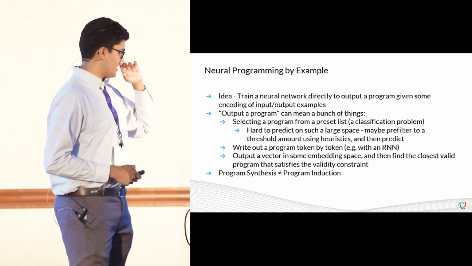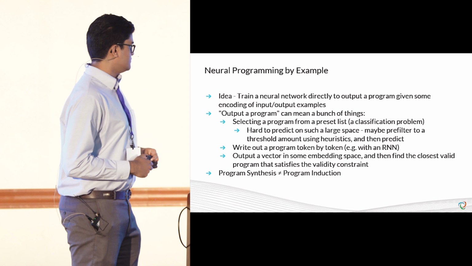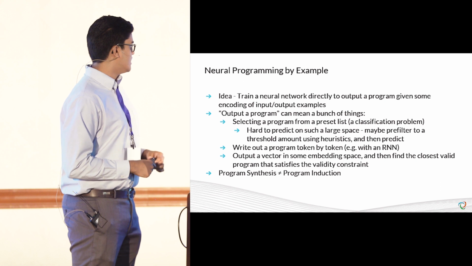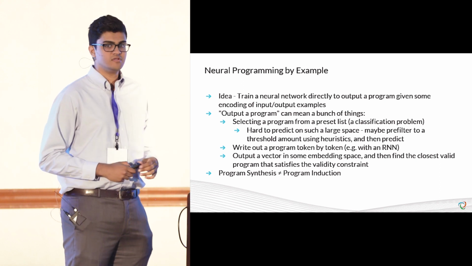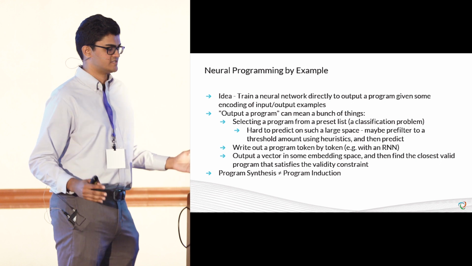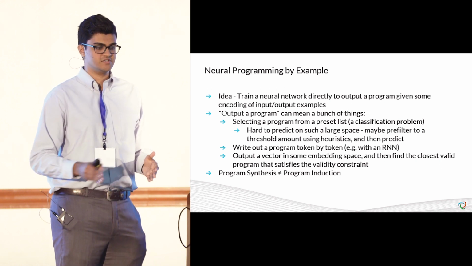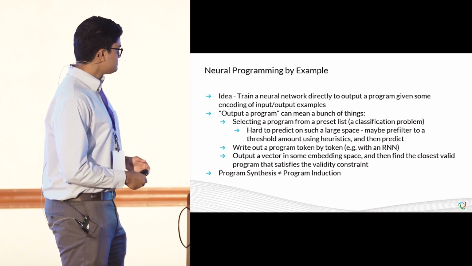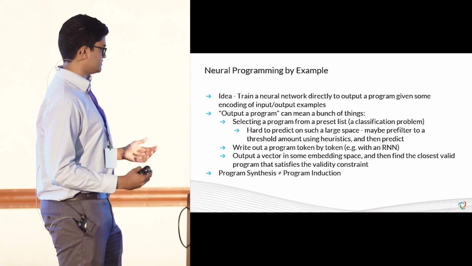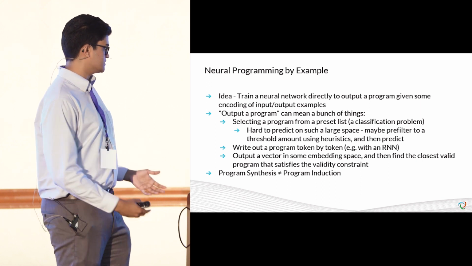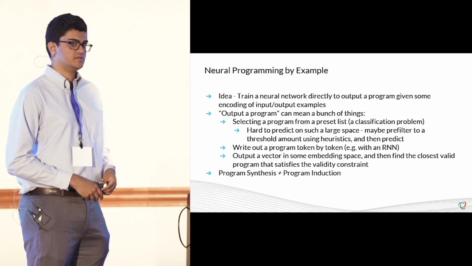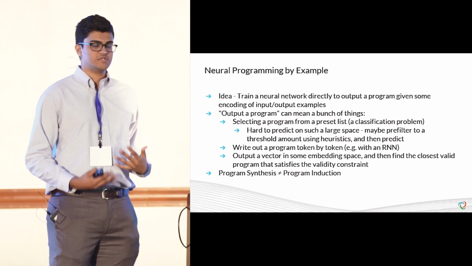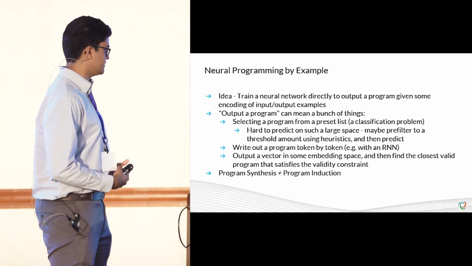There are a lot of things you can mean by outputting a program here, right? You could be classifying from a list of programs, so this could run after some kind of heuristic model. But you could also just write out a program token by token. If you know that your program comes from a fixed set of tokens, you can basically just output them one by one and train an RNN to do this. Another strategy could be to output a vector in an embedding space and then use nearest neighbors to find the closest program that satisfies the constraint that it's valid over the input-output examples. These are all different potential approaches and have all been tried to various degrees.